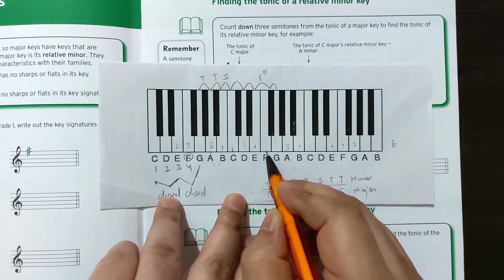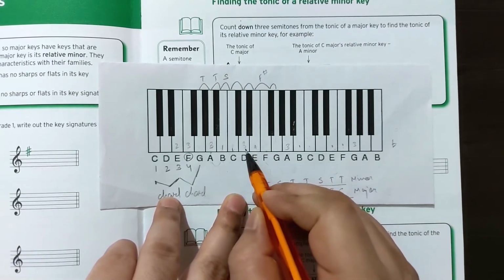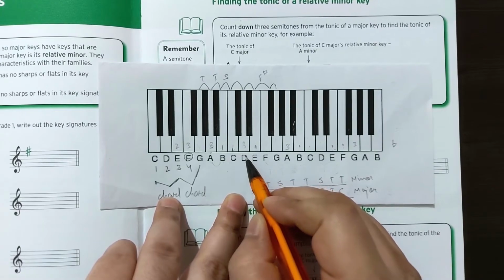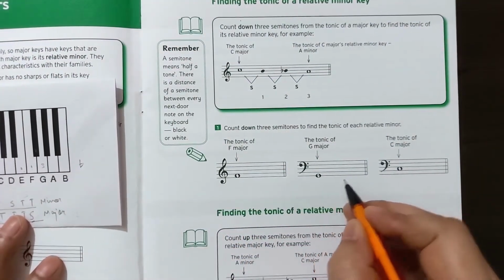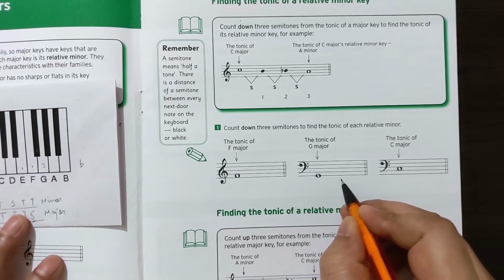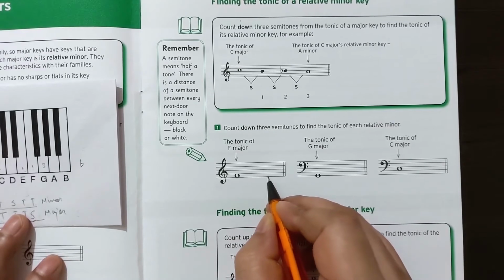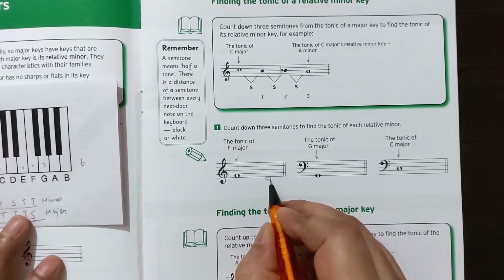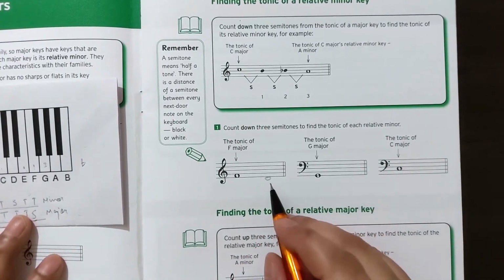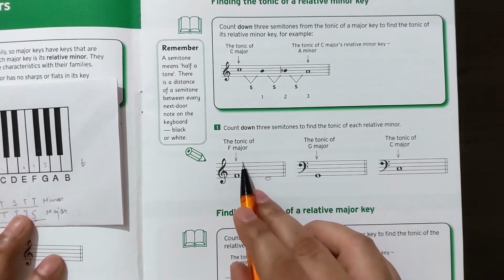So we will not count from F, we will count from E. So we go 1 2 and 3. So we saw that 3 is D. So that means D note, it is F, E and D. So this D note, that means D minor scale is the relative of F major scale. Okay, I hope you understood it.